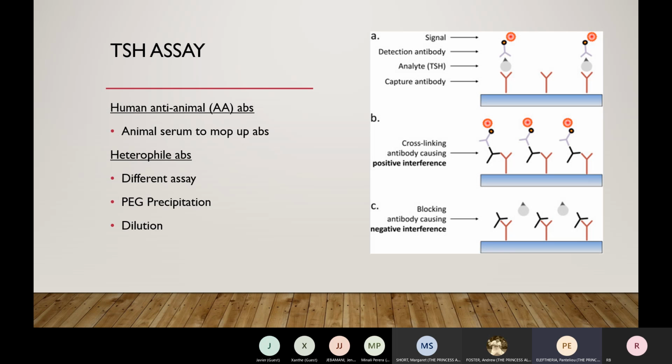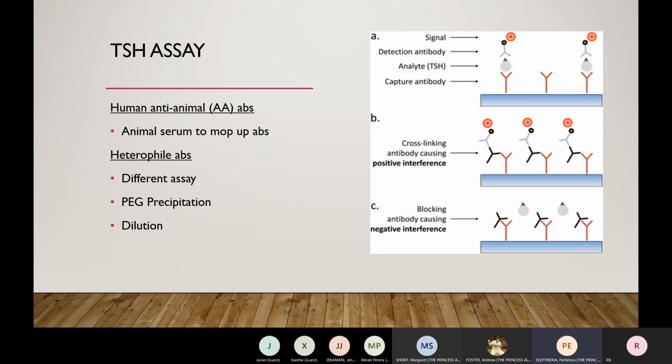Antibody techniques, unfortunately, can have antibody interference affecting the reliability of these assays, and there are a number of antibodies, including analyte-specific antibodies or human anti-animal antibodies or heterophile antibodies, which are mainly polyclonal non-specific antibodies that can actually produce a positive or a negative interference.